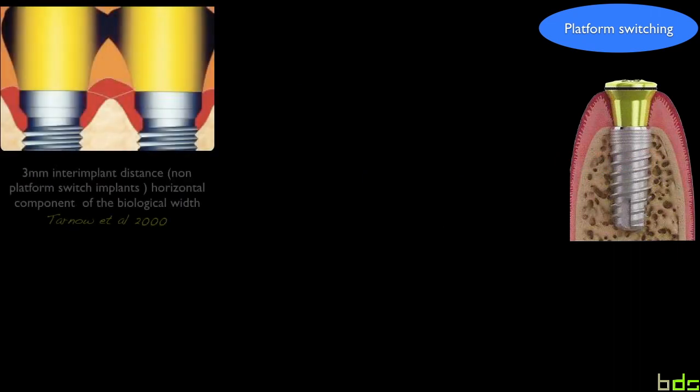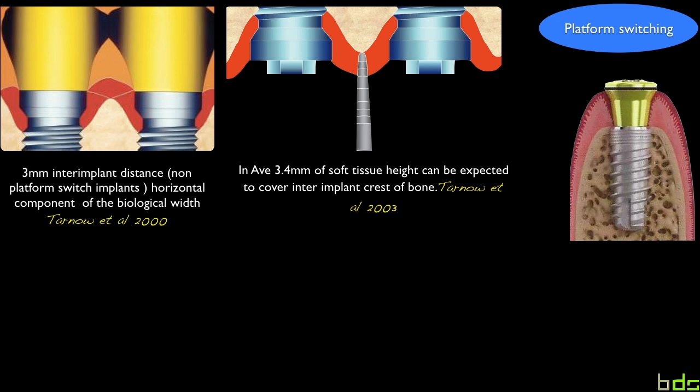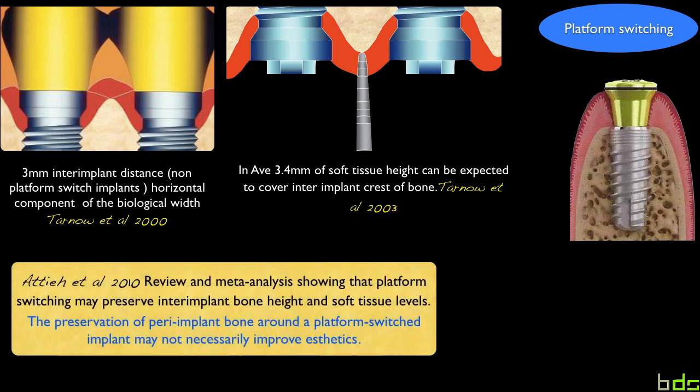Let's talk about platform switching for a moment. Classically, Tarnow described this phenomenon of cratering around implants, that the minimum inter-implant distance should be 3 millimeters. And what you should expect from a soft tissue height above two adjoining implants was about 3 to 3.4 millimeters. In 2010, this review article probably outlined very nicely the platform shifting or platform switching effect.